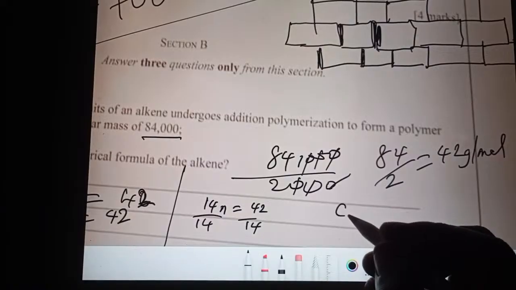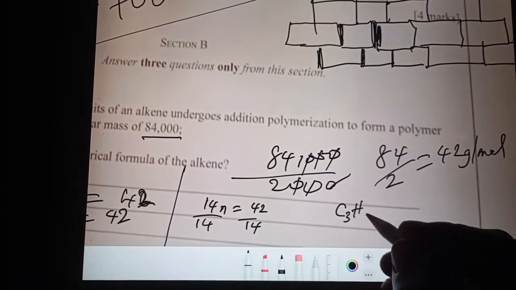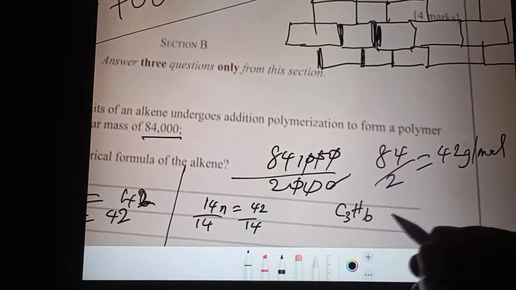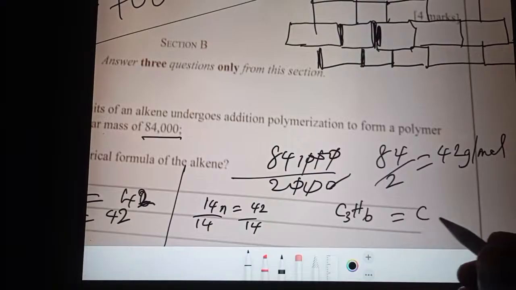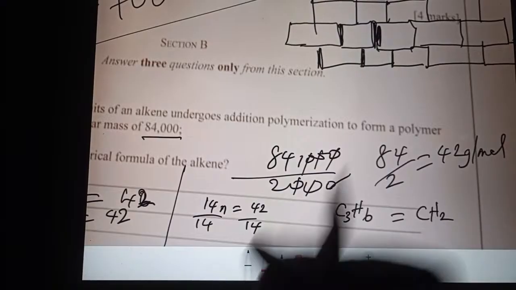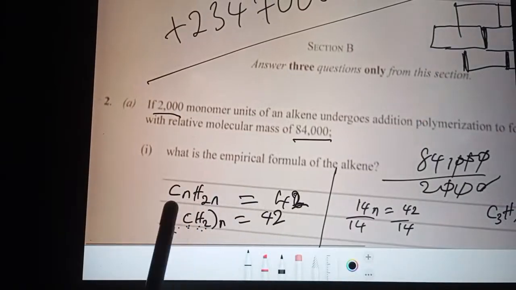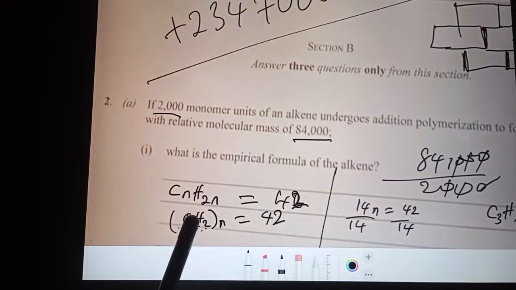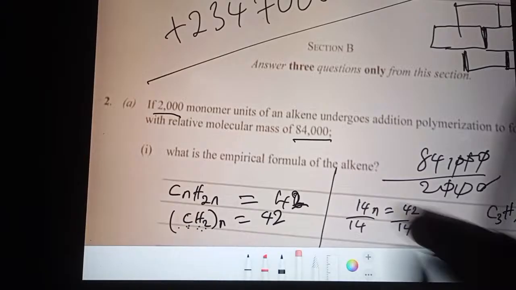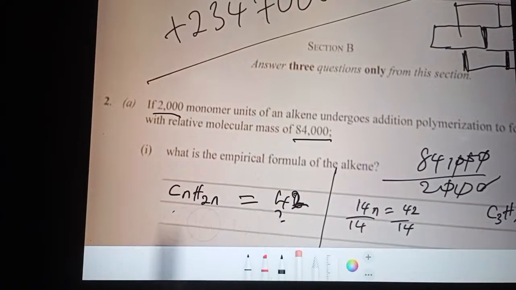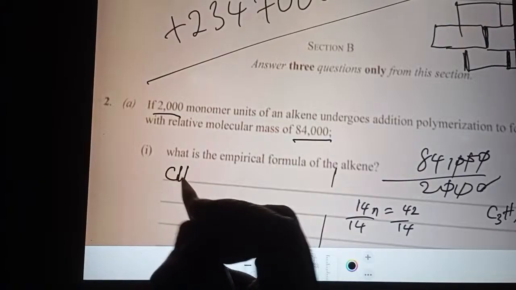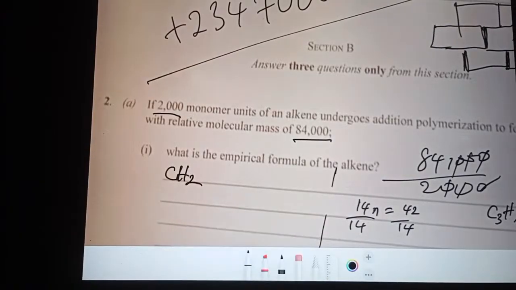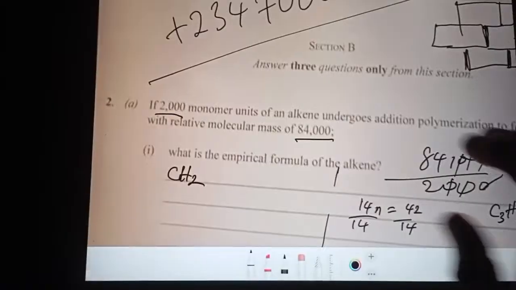The molecular formula is C3H6. But the empirical formula, since it's alkene, is automatically CH2. So all alkenes have the empirical formula of CH2. You can even answer this without having to solve. It is the second one that I just solved, that one we saw on the other page. You can simply say, since it's alkene, it is CH2. That's the empirical formula of all the alkenes. Okay?